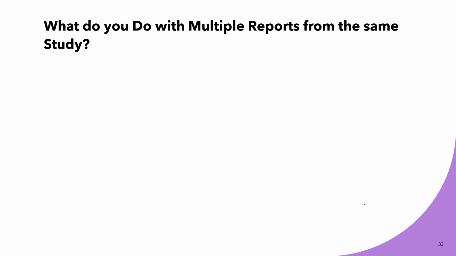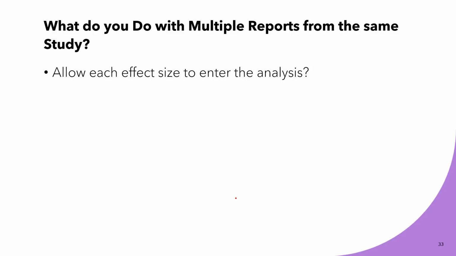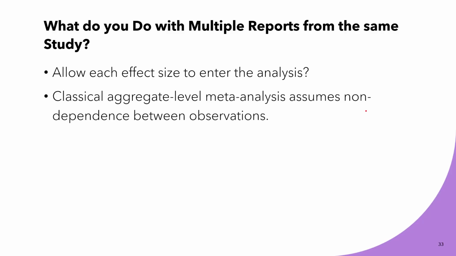Now that takes me to the last major part of this talk, which is what do you do with multiple reports from the same study? I'm going to describe this in a little more detail in a second. Do you allow each effect size to enter the analysis? Generally in classical meta-analysis, you shouldn't do that because we have the assumption of independence of observations. And so you shouldn't be doing that.